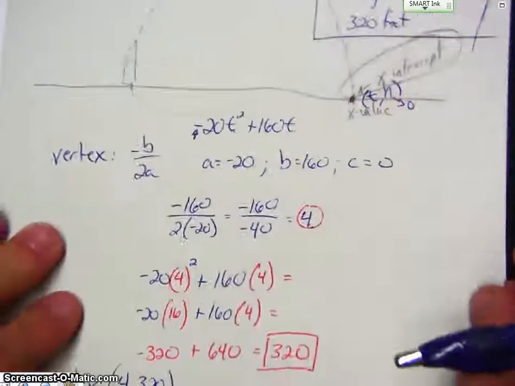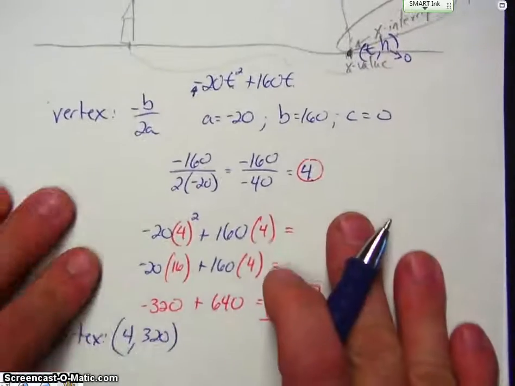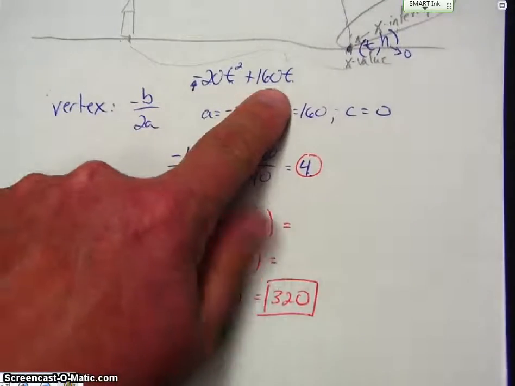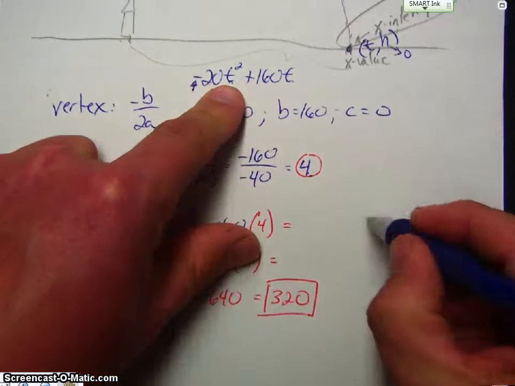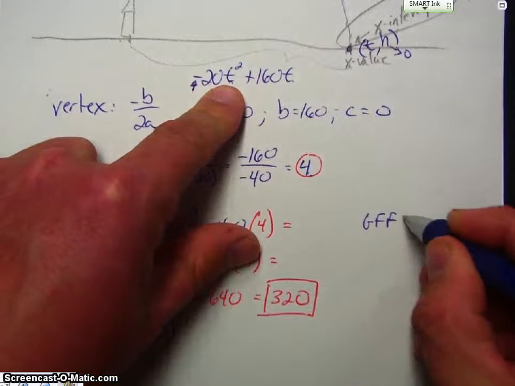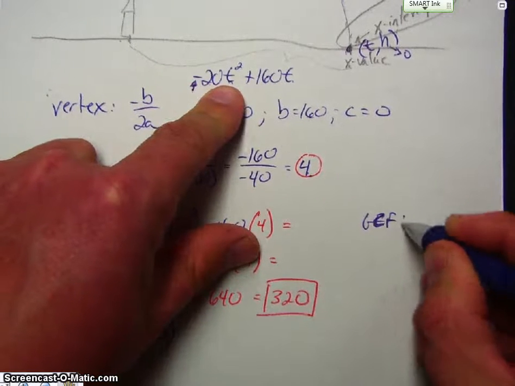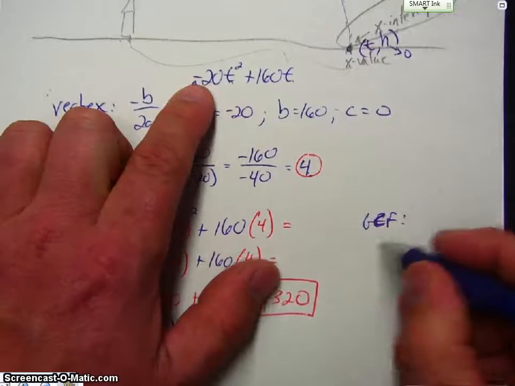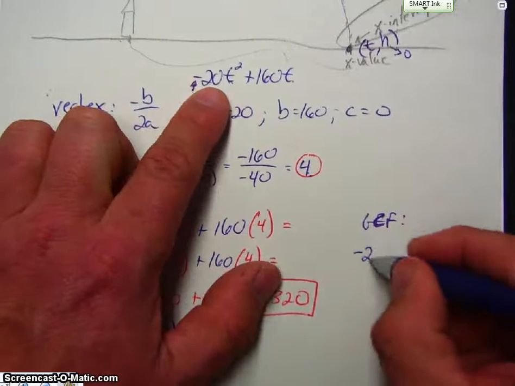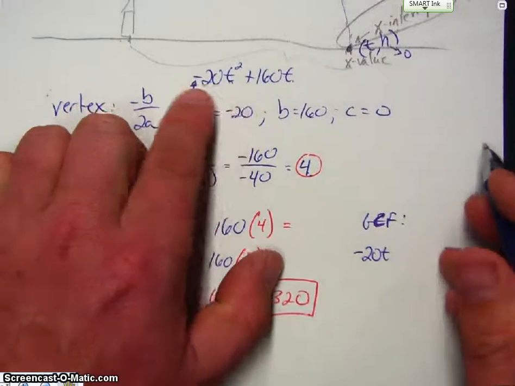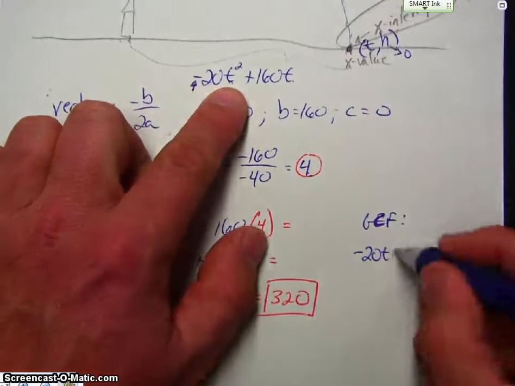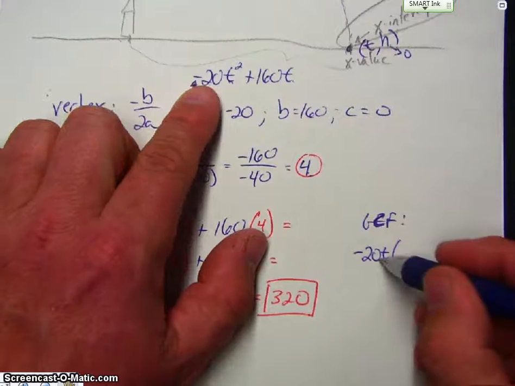All right, this one should go a little bit quicker. All right, so here we go. Now, factoring, there are 2 terms, so we're going to use the GCF. I'm going to factor out a negative 20t, because remember, I always like the first term to be positive. So negative 20 divided by negative 20 is 1.